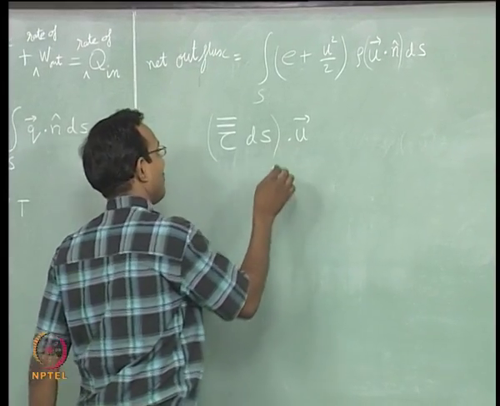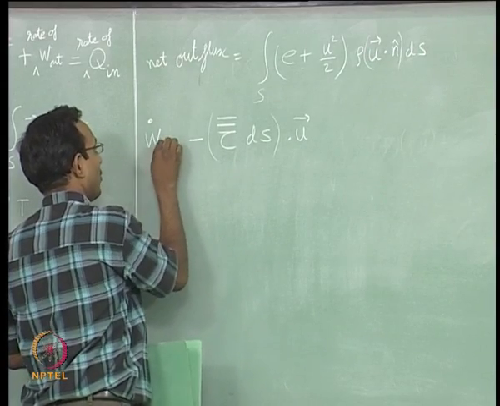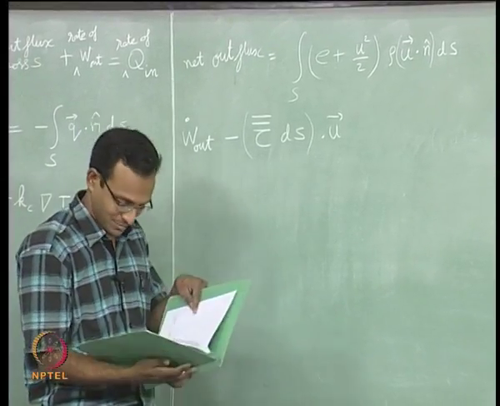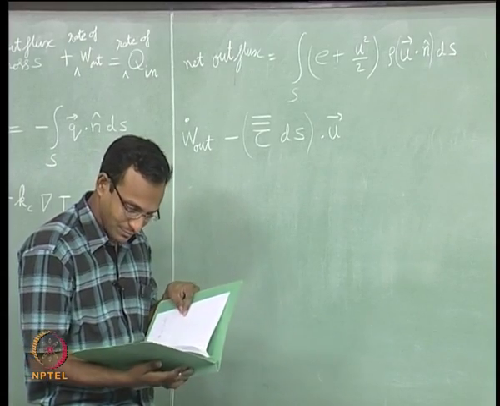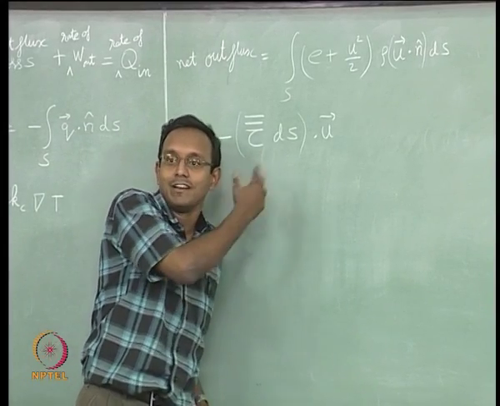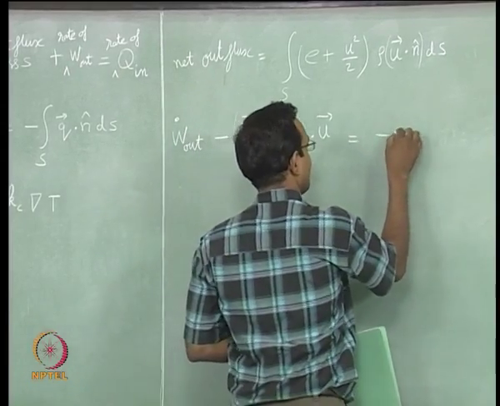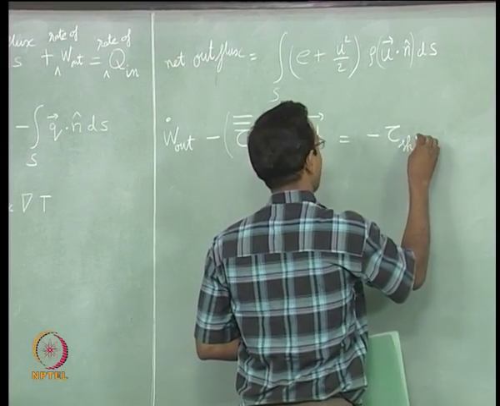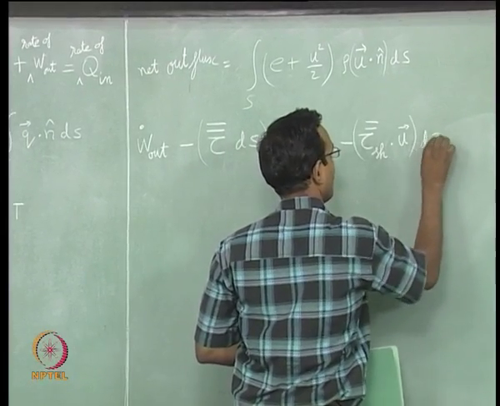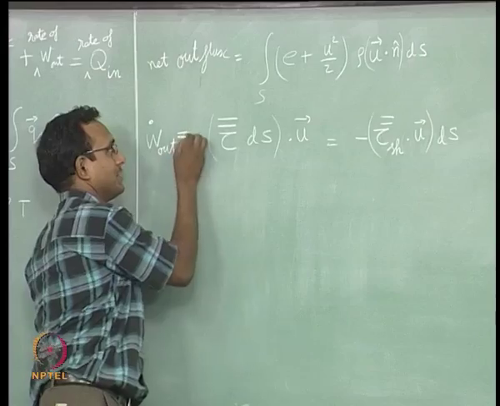I am going to have this particular force which is minus, this is my W dot out. Again I am going to say the net rate of work done on the surroundings is what you are looking at. We will get to this point. So, now again I will write this stress tensor in diagonal and off diagonal terms separately. Then I can write this expression as tau shear dot u ds.